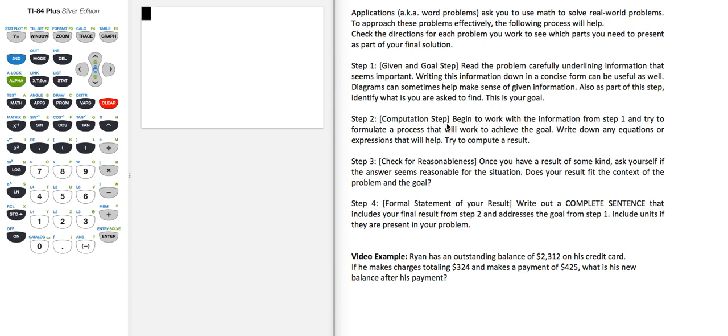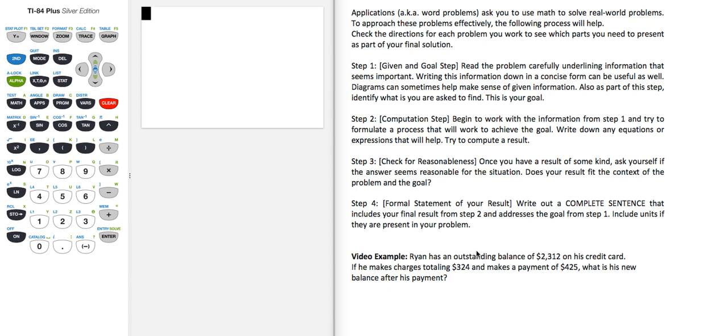Step two, we actually try to compute: write an equation using the information from step one, write an expression, do some computations, and try to get a result. Step three, we check and see if the result at least seems reasonable. Sometimes it's hard to know for sure, but there are certain quantities that if you come up with them, you'll know that they're not correct. Then the last thing we do is formally write a statement of the result in a complete sense. So let's see how that works for this problem.